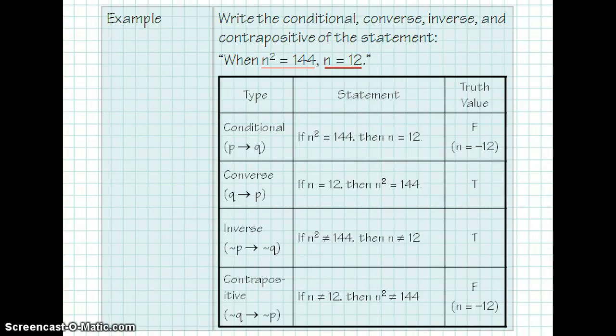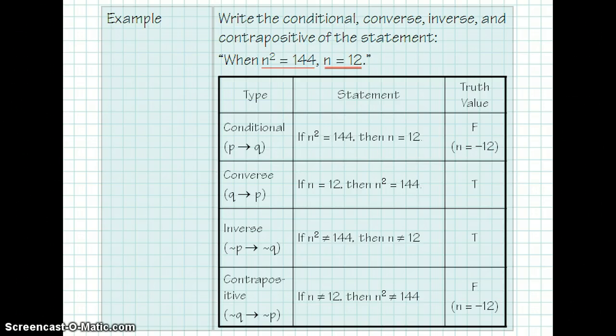Well, we know that if n is negative 12, n squared is going to be 144, so that's a false statement. The converse, we're going to flip it: if n equals 12, then n squared equals 144. Well, that one's true, because we know n squared is going to be 12 times 12, so it works. The inverse is: if n squared does not equal 144, then n does not equal 12. That's also going to be true.